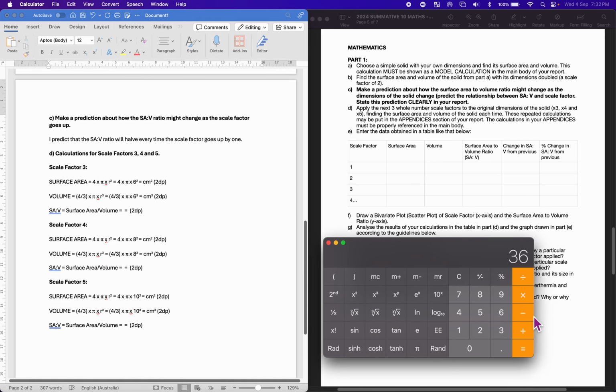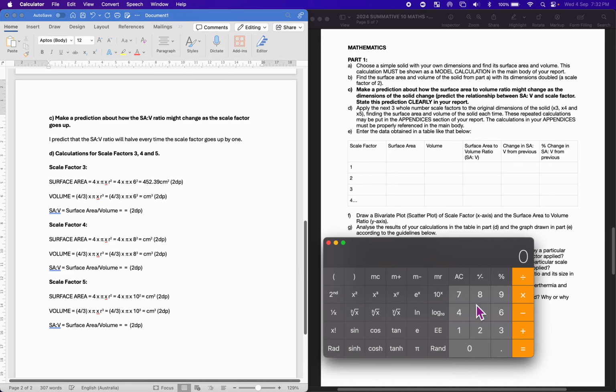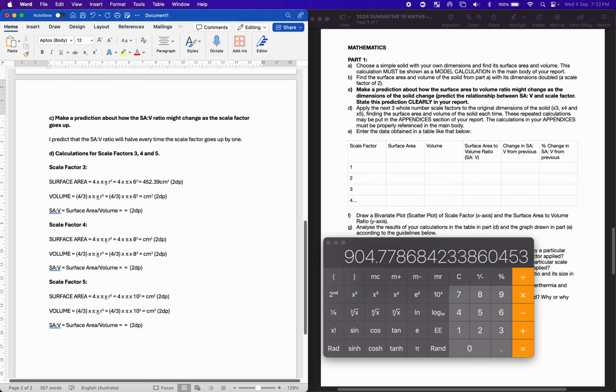6 squared, 36, times pi times 4, 452.39. Volume: it's 6 now, 6 to the power of 3 times pi times 4 over 3, so divide it by 3. 904.78.